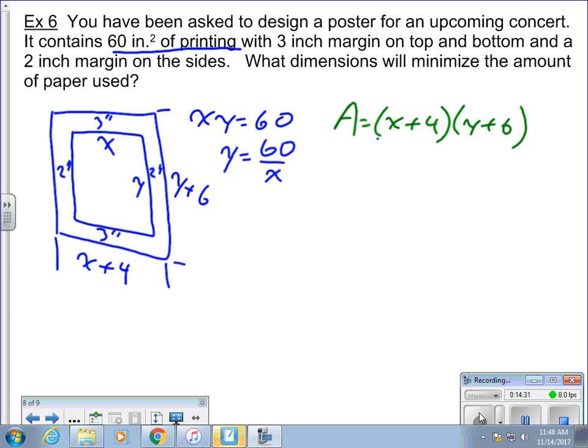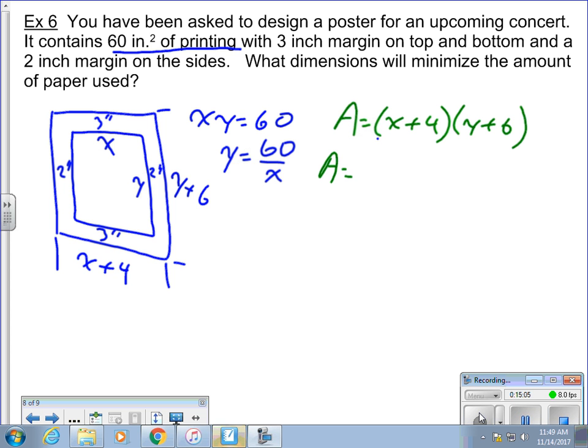Now I need to do substitution, and I have a choice of when I do my substitution. I can substitute now and then multiply, or I can multiply out and then substitute. I don't want to take the derivative with the parentheses. Please, it's just not worth it. It's easy enough to FOIL out that binomial. What I suggest doing is actually FOILing first and then substituting 60 over X for Y. It's not that much harder, but it makes it a little easier.